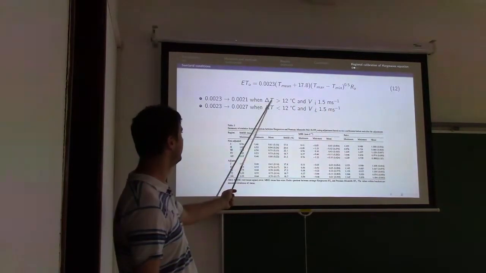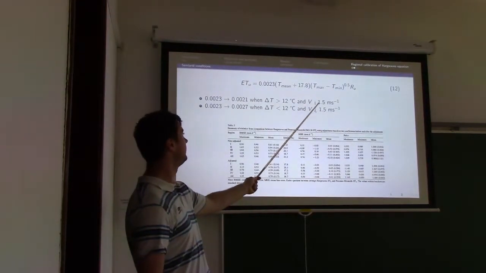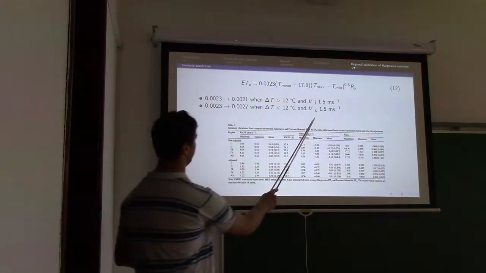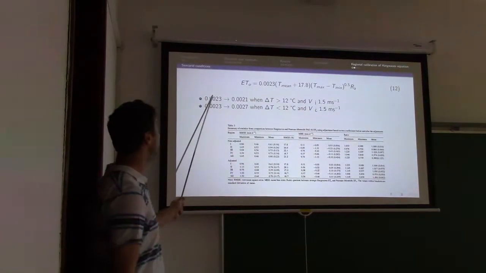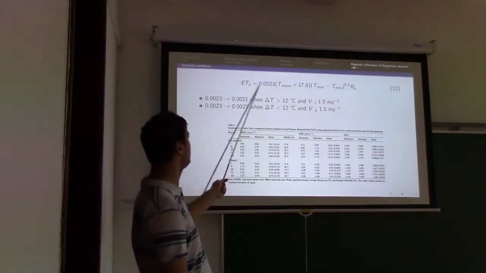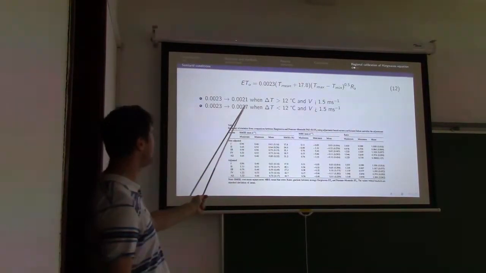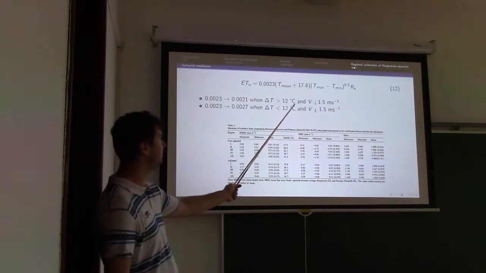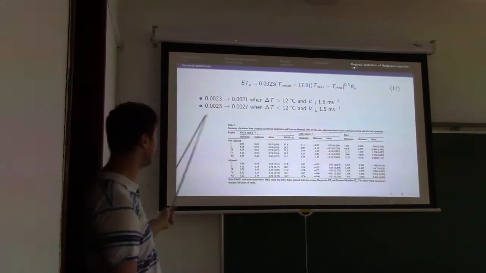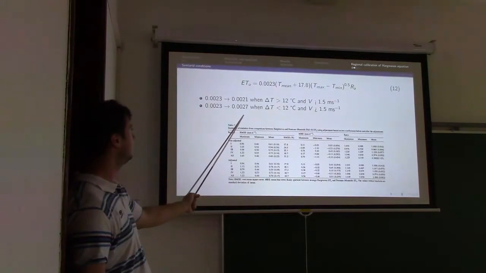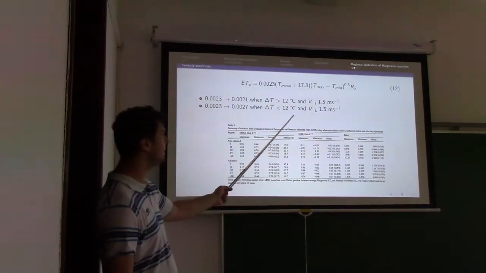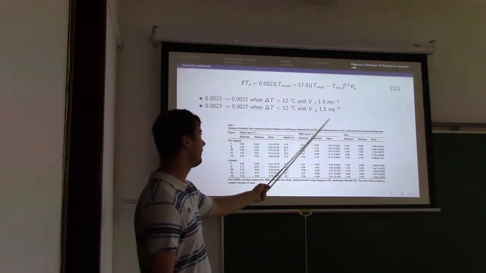Wrong sign. There should be that W here is smaller than 1.5 meters per second, and here are higher values of 1.5 meters per second. So in their work, they said that we should change this parameter 0.0023 to 0.0021 when delta T is higher than 12 Celsius degrees and V is smaller than 1.5 meters per second, and to change it to 0.0027 when delta T is smaller than 12 Celsius degrees and V is higher than 1.5 meters per second.